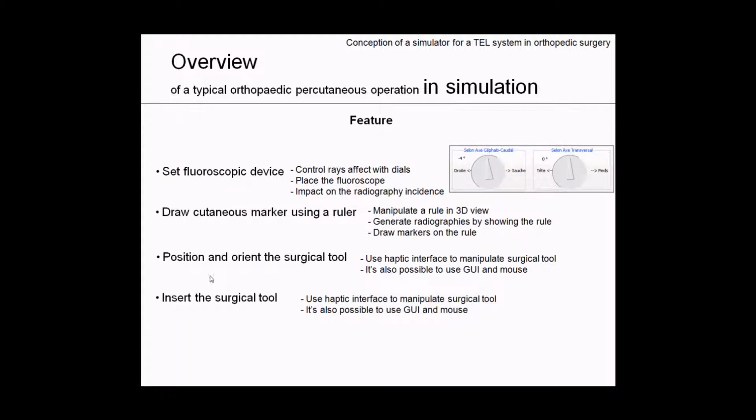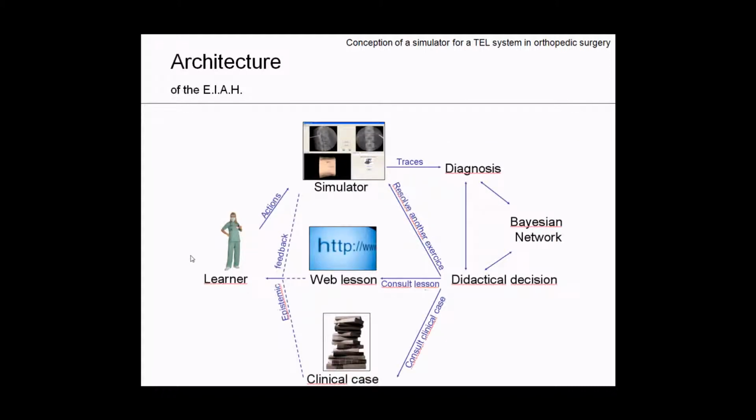The simulator features come from the identified learning situations, like for example setting the fluoroscopy device or inserting the surgical tool. The Teleos architecture is composed of a set of agents: simulator, web lesson, and clinical case interact with the learner. Diagnosis uses the trace from the simulator in order to propose a knowledge diagnosis, and didactical decision proposes the best feedback in relation to the result of the diagnosis.